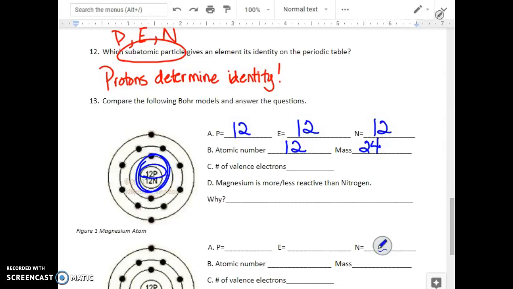Number of valence electrons, those are my outside ones. So I've got 1 and 2, which makes sense because this is in group 2. So I've got 2 valence electrons. And magnesium is more or less reactive than nitrogen. Nitrogen is in group number 15, and so that actually has to gain 3 in order to get to 8. This one has to lose 2. So magnesium is more reactive because it's easier to lose 2 electrons than gain 3.